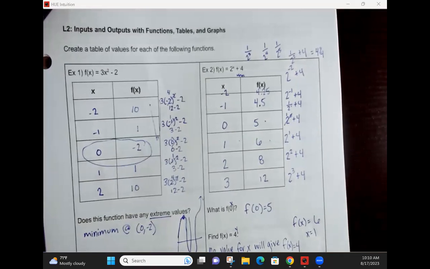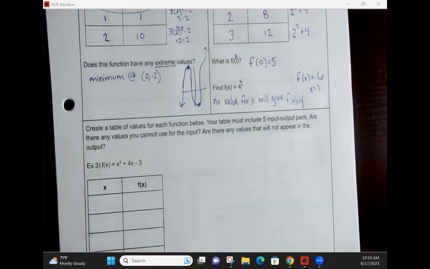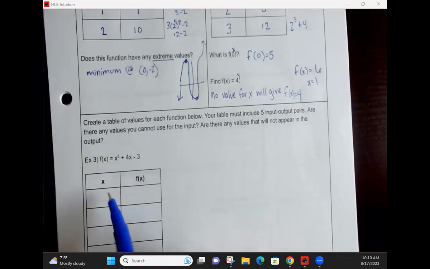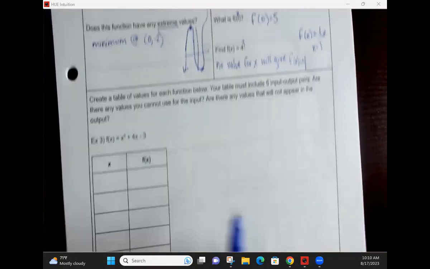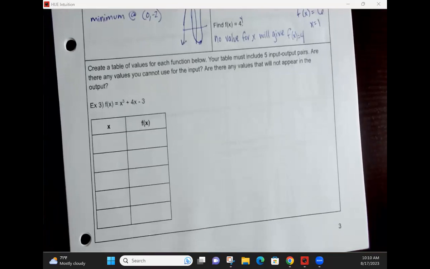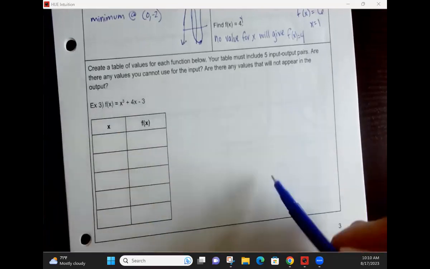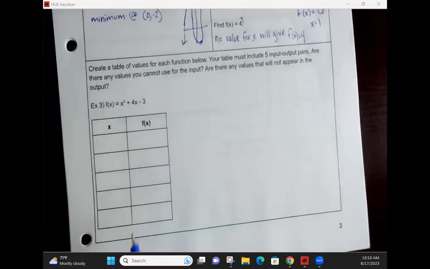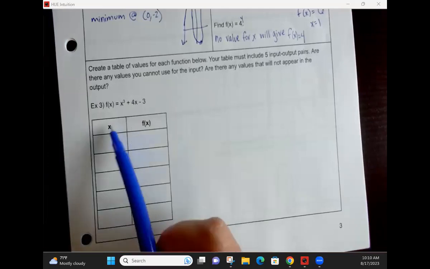Okay, we've done a couple together now. I want you to try example 3. I want you to fill the table. So I want 5 input-output pairs. And I want you off to the side to let me know, were there any values that you cannot use for the input, or are there any values that you would not see in the output for this function? So start with your table.